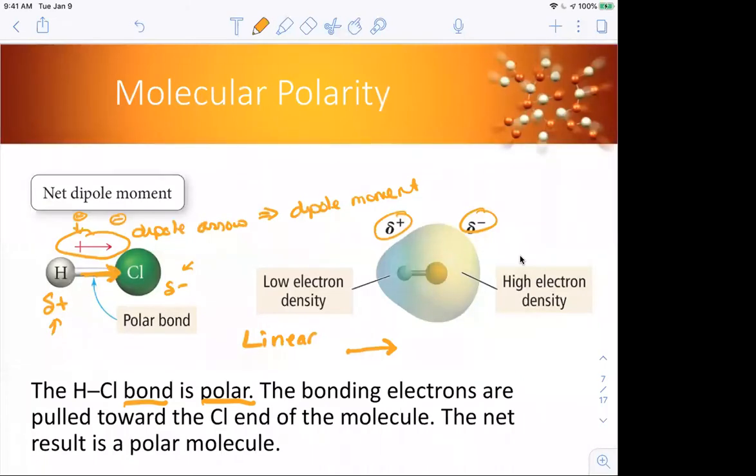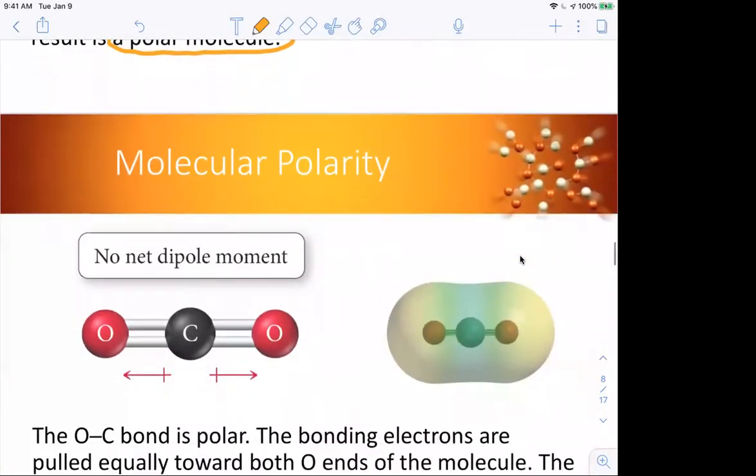The net result is I get a polar molecule because there's nothing that cancels that out. I have a permanent dipole where the chlorine part of the molecule is partially negative and the hydrogen part of the molecule is partially positive. Now this is pretty simple when there are just 2 atoms in the molecule, but that's definitely not always the case. In fact, that's very uncommon.